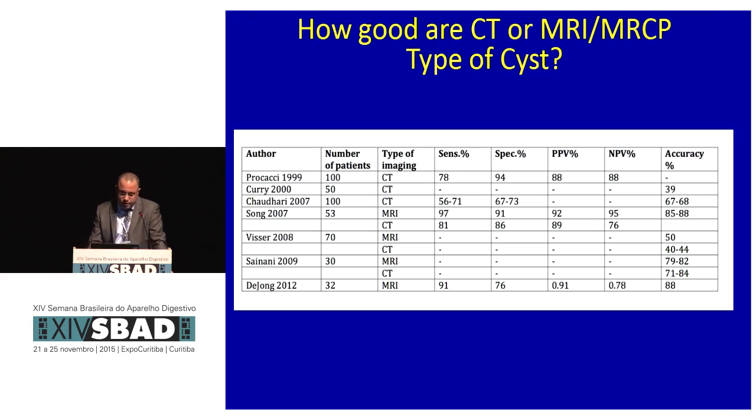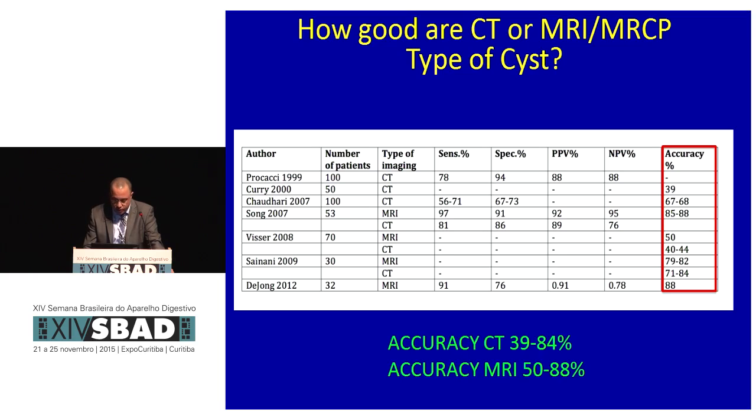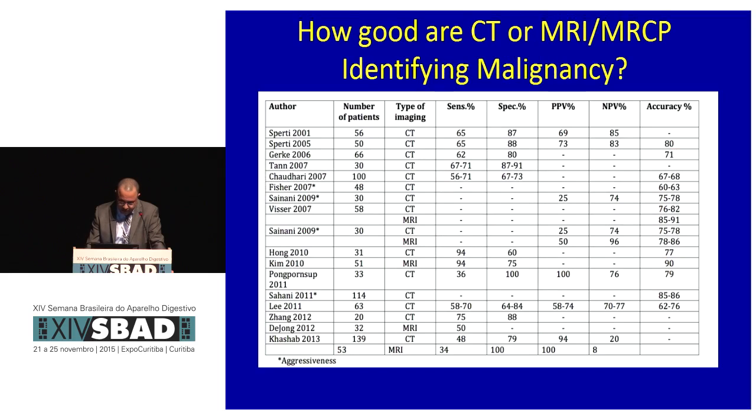So how good are CT and MRI in helping us figure out what type of cyst we are dealing with? You can see multiple studies that I mentioned, but the summary is the CT is accurate in telling us what type of cyst it is in about half of the patients. Accuracy of MRI is a little bit higher when we sum up the literature, but they're both, I think, around 50 to 60%. So this is in figuring out the type of cyst.